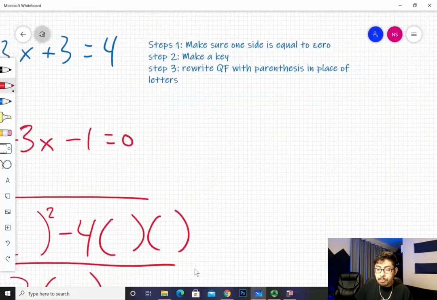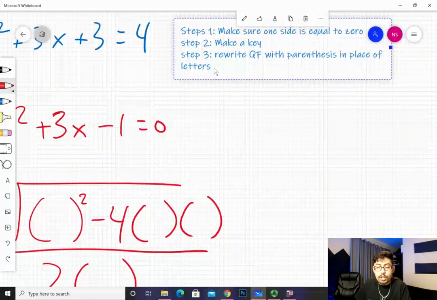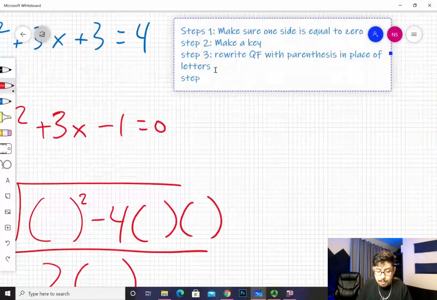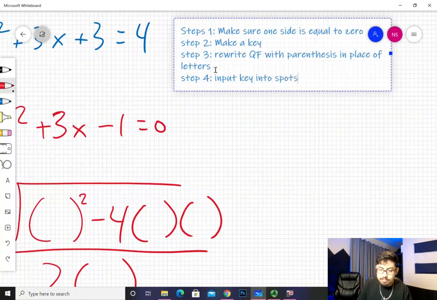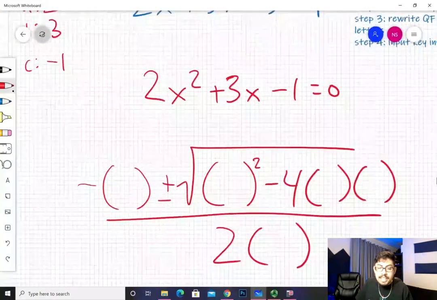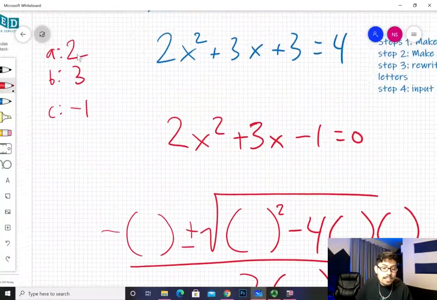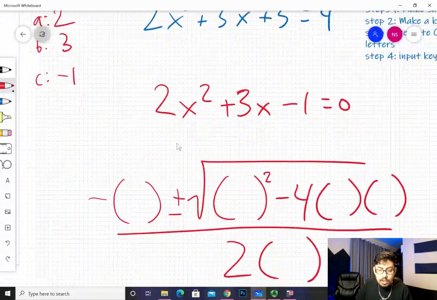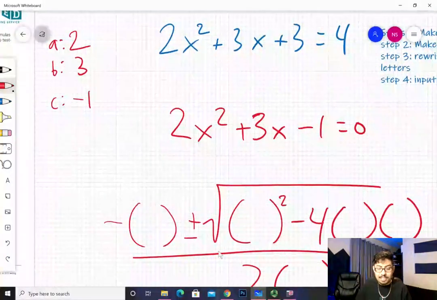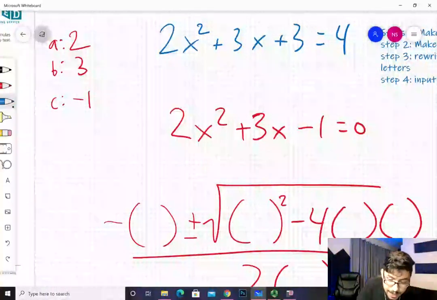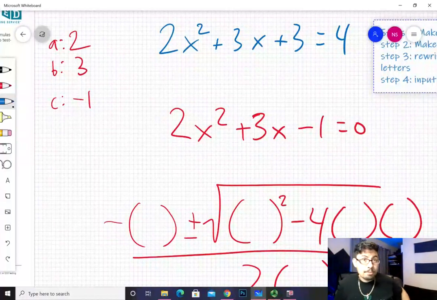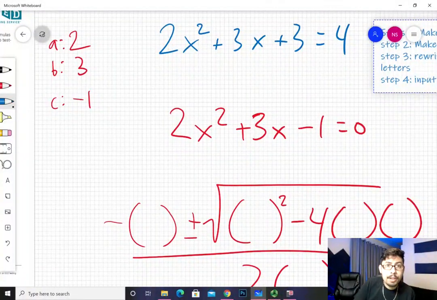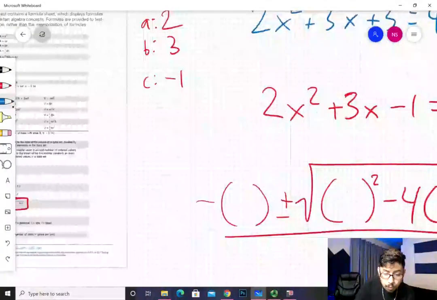Because in step number 4, if you can guess it, what do you think we're going to do? Step 4, input key into spots. You made that key, remember? You know what your A is. Your A is 2, your B is 3, your C is -1. Just put them in its spots, right? What is this open spot right there? Well, again, if you don't memorize the formula like I have, it's totally fine. You have the formula sheet with you. Just go to the formula sheet.